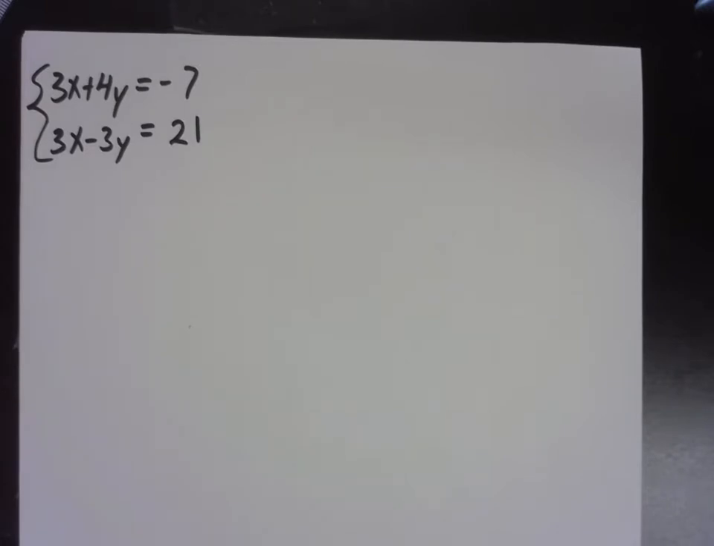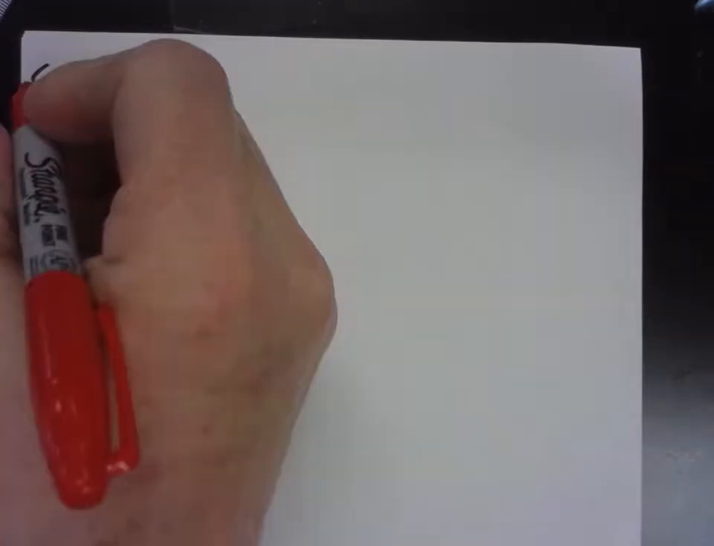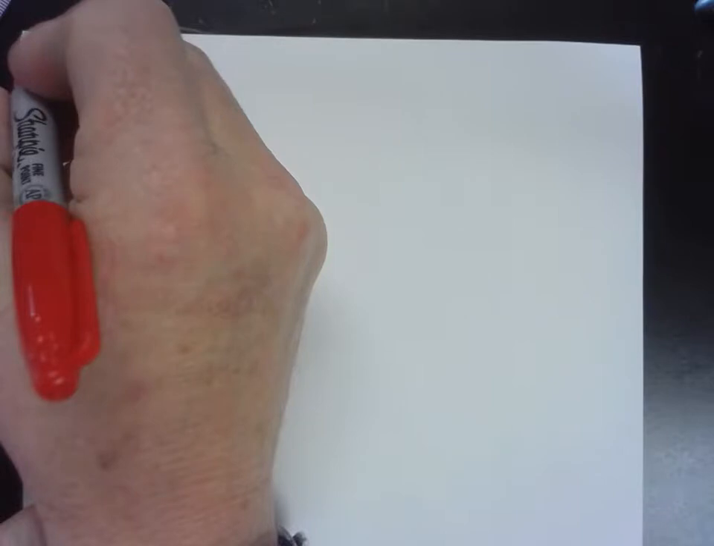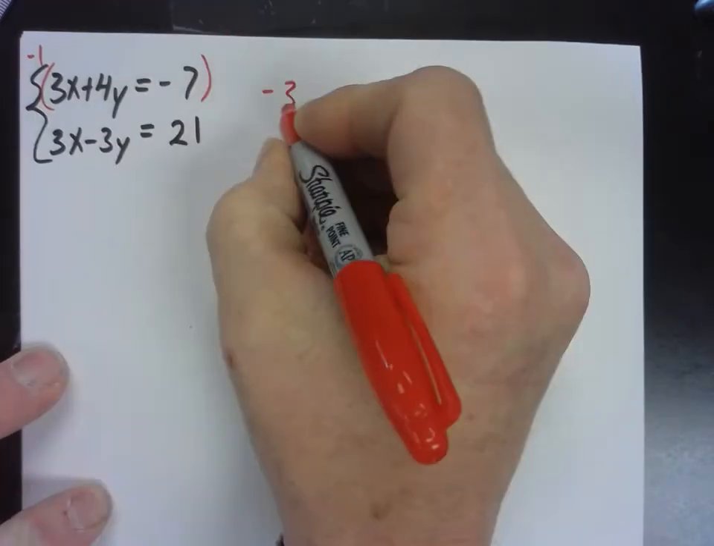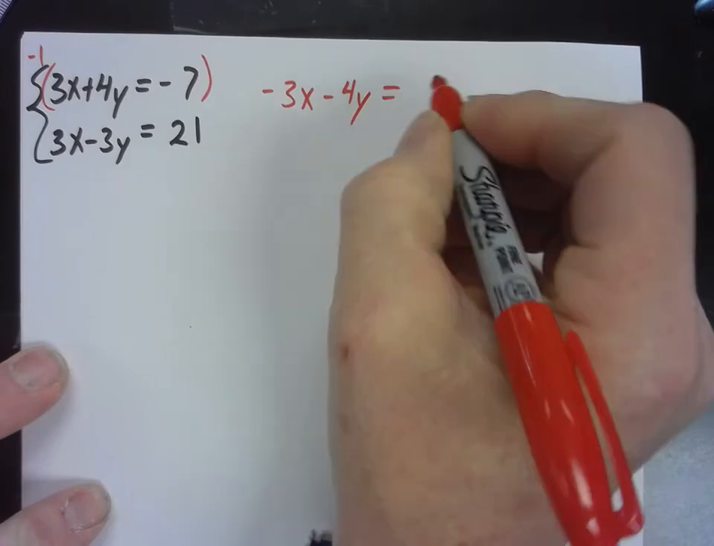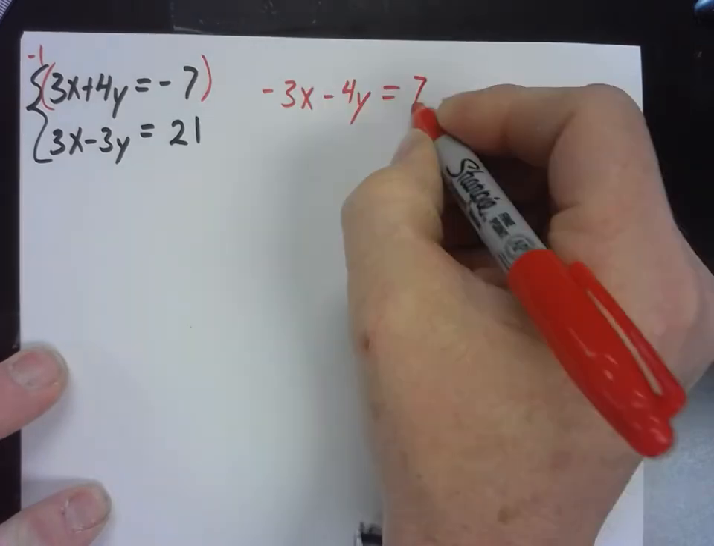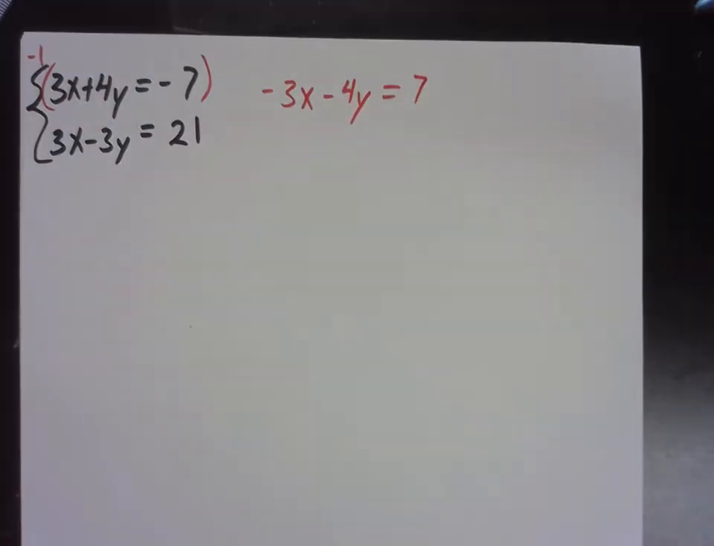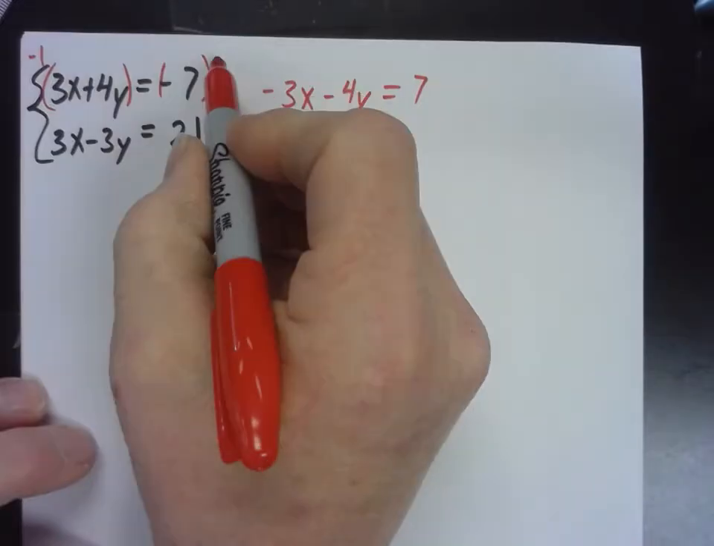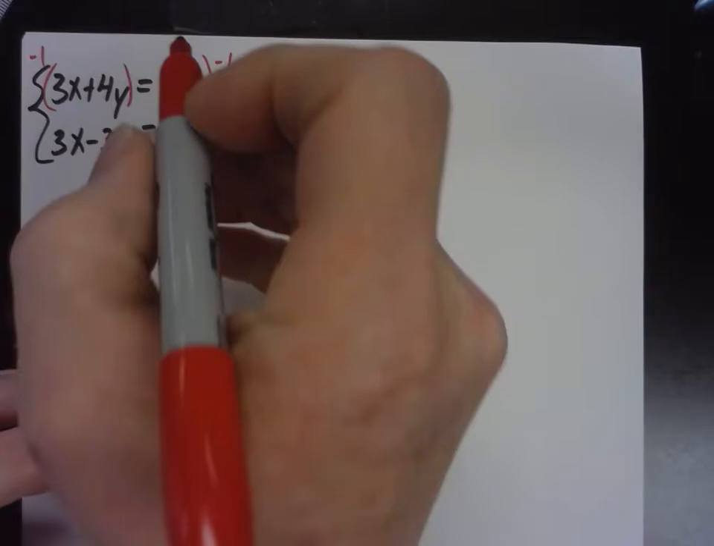I think I'll multiply the top equation by -1. I don't know why I chose that one. Maybe it's just so that this 7 is a positive 7 and I don't have to worry about that negative right there. So I multiplied both sides of the equation by -1. And then I'll leave the bottom equation the way it is.